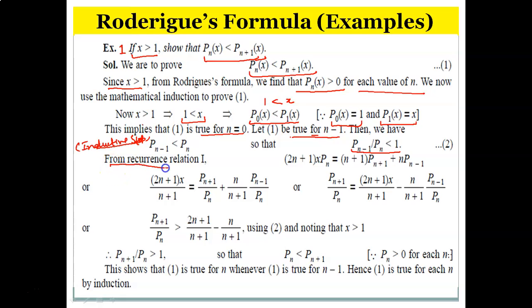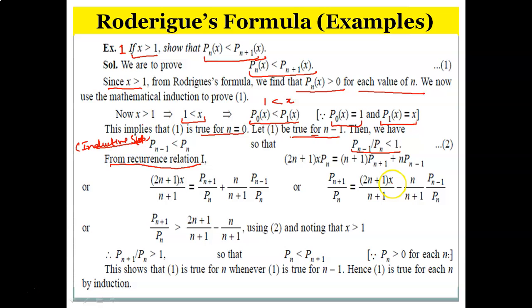Now from the recurrence relation 1, which we have discussed earlier, (2n plus 1)x divided by n plus 1 equals this quantity. Because you want to establish a relation between Pn and P(n+1), you have to show that Pn over P(n+1) is less than 1. Alternately, you can also show P(n+1) divided by Pn is greater than 1. So let us see. Here we are keeping P(n+1) over Pn on one side and other things on the other side.